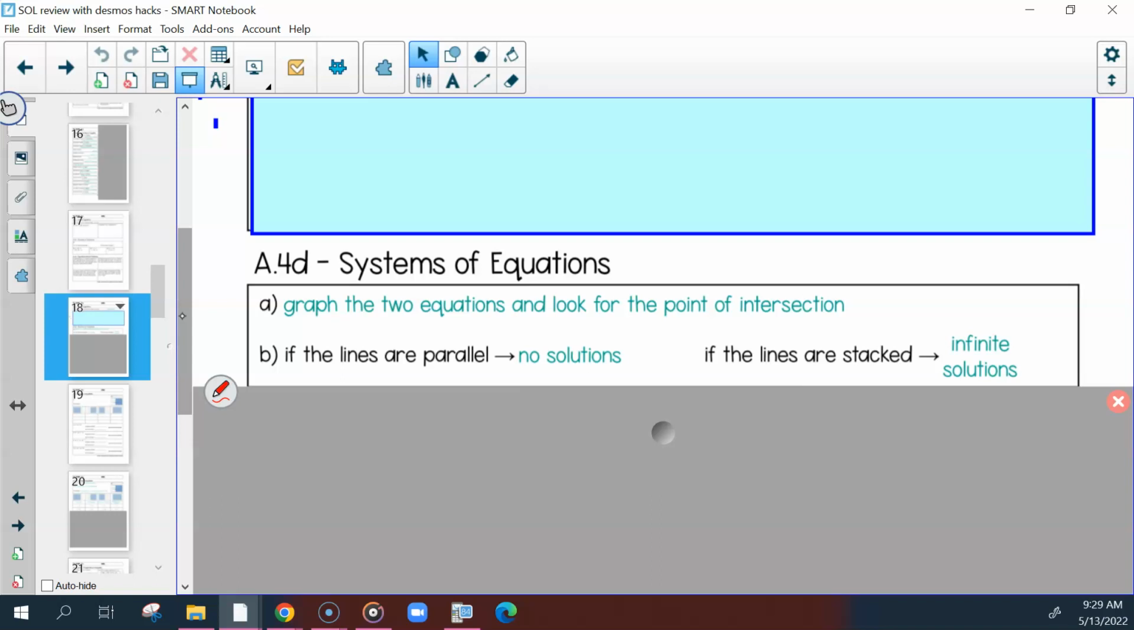For 18 through 20, do we need to see or want to see any of those in Desmos?